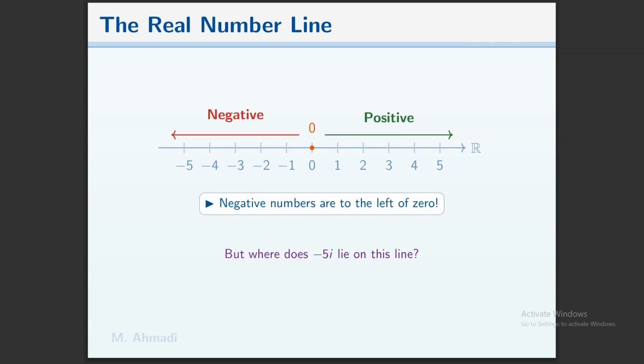Here we can see the real number line. The right side is positive numbers and the left side is negative numbers. Negative numbers are to the left of 0. But where does minus 5i lie on this line?